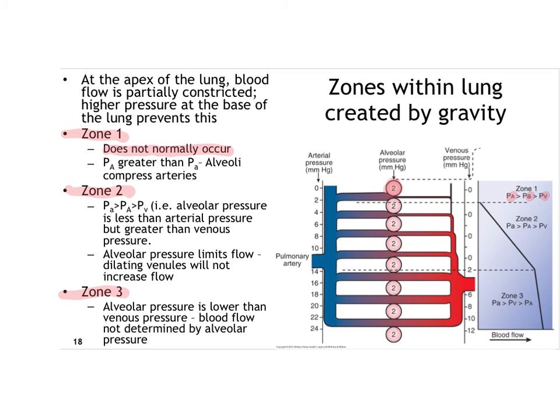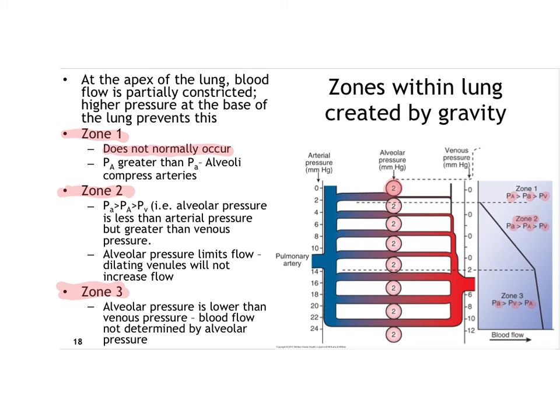So you wouldn't have a situation where the pressure in the alveoli is greater than that of the arterial or the venous pressure. You'd collapse it all off and close it, and you wouldn't have anything going on, unless you had some pathological conditions. But in zone 2, the partial pressure of the arterial blood is going to be greater than that of the alveoli, which is going to be greater than that of the vein. And in zone 3, the partial pressure of the arterial is greater than that of the venous, which is greater than that of the alveoli.